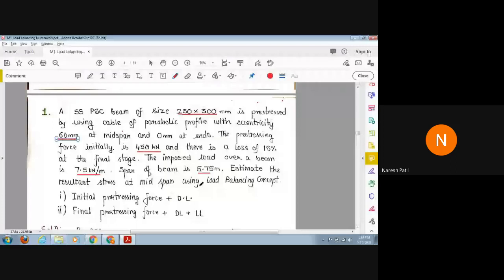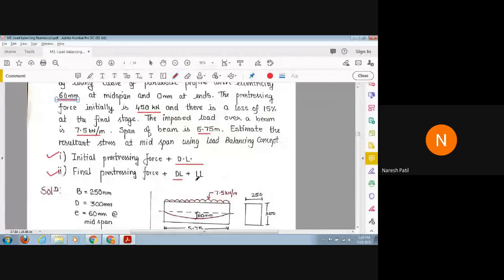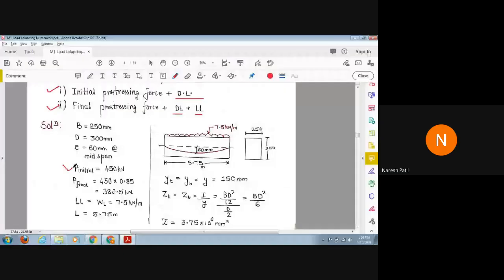So we have two conditions: initial pre-stress and final pre-stress. What is initial pre-stress? It is the initial pre-stressing force plus dead load. Final pre-stress is the final pre-stressing force, after deducting 15%, plus dead load plus live load. Now please note down the given data. As I told you, P initially is 450, P final is 85% of 450 because 15% is a loss. Then we have live load 7.5, and span is 5.75.